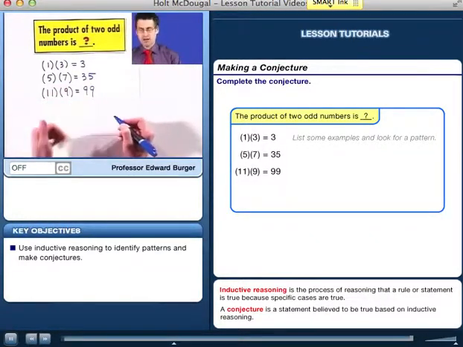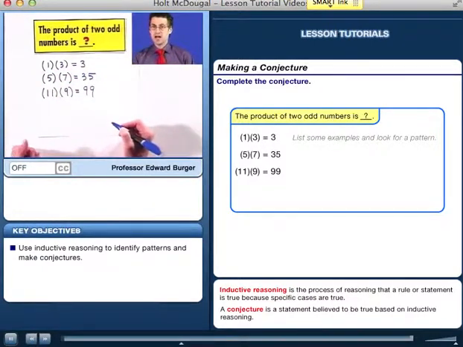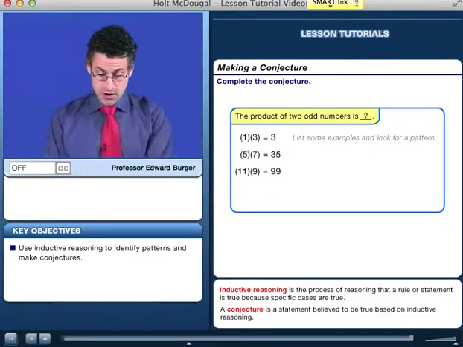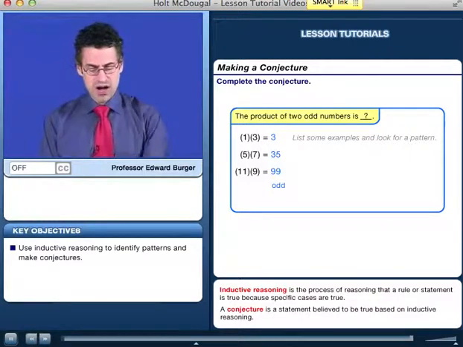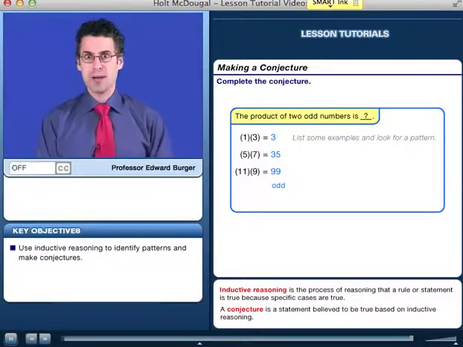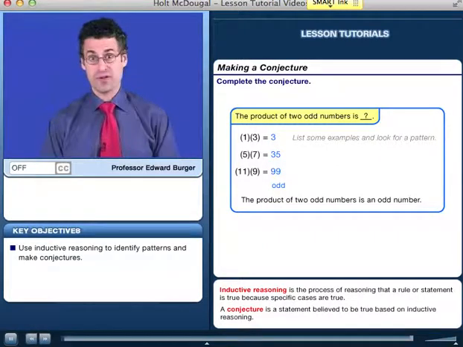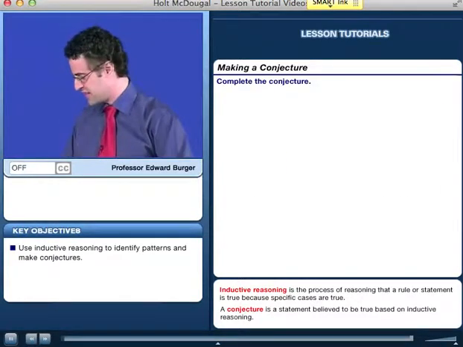Now, what can I conclude about these numbers? When I look at 3, 35, and 99, I notice one thing. None of them are even. So, in fact, they all seem to be odd. So my conjecture is the product of two odd numbers is an odd number. Let me just caution you to notice that that doesn't prove it, but it's a great conjecture looking at this data. Let's take a look at another example.